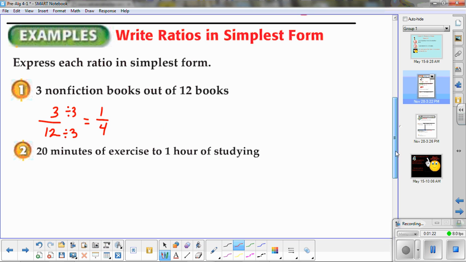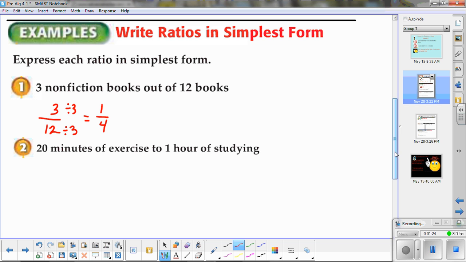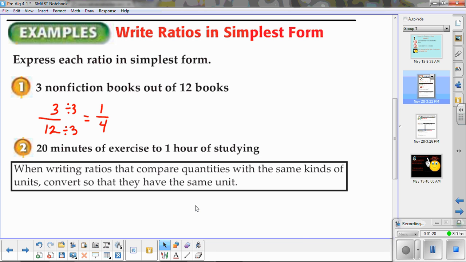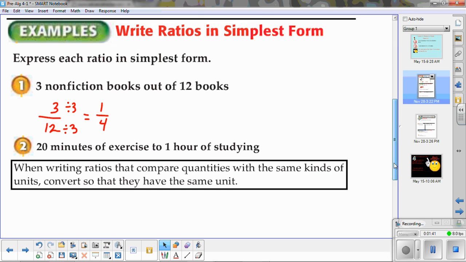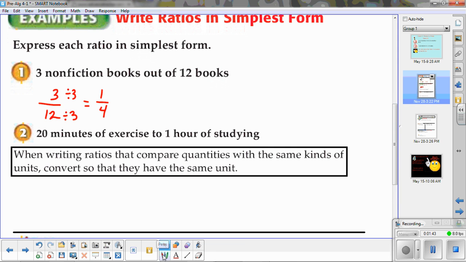The next example is a little bit tricky. It says 20 minutes of exercise to 1 hour of studying. When writing ratios that compare quantities with the same kinds of units, convert so they have the same unit. So here we're talking two times, but one's in minutes and one's in hours. So we're going to rewrite it so they're both in the same unit.